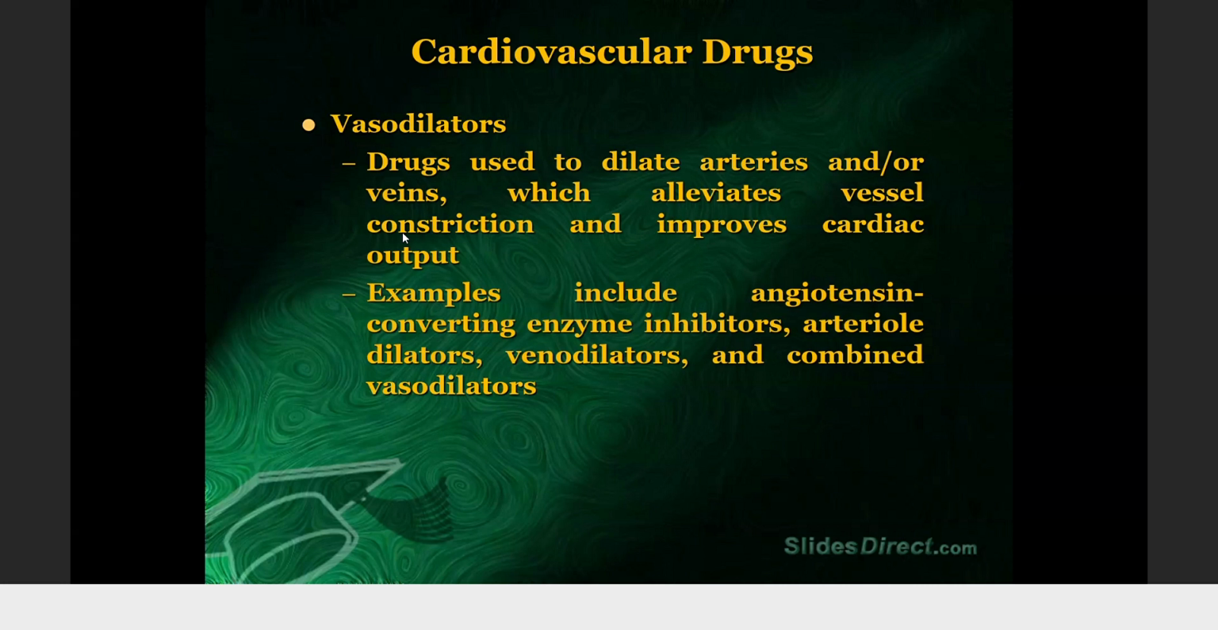Next we have the combined vasodilators. A combined vasodilator is a drug that can be used to dilate both the veins and the arteries. An example of a combined vasodilator is prazosin, P-R-A-Z-O-S-I-N. Prazosin is an alpha-1 receptor blocker. It causes vasodilation on the arterial and venous sides of the vascular system.